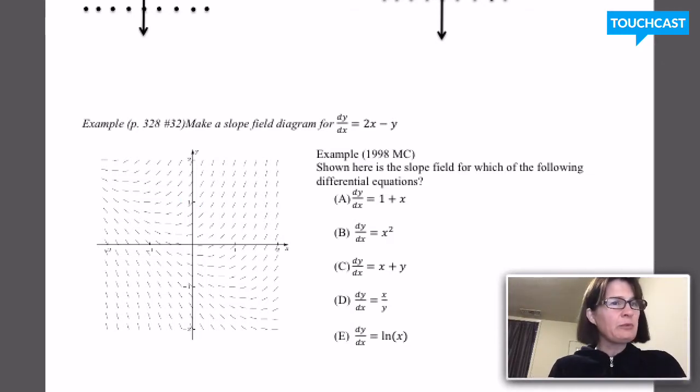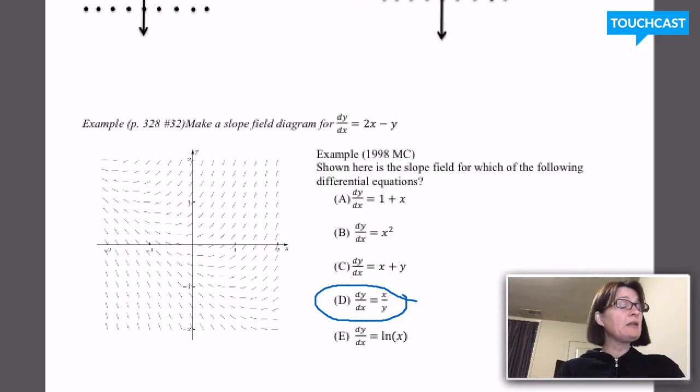There's another couple of ways that you can approach this. You can compare the positiveness and the negativeness of the slope to the answer choices here. So for me, when I see x over y, that means make a fraction out of x divided by y. So that means if x and y were both positive, I should have a positive slope. If x and y were both negative, I should also have a positive slope. And if one is positive and one is negative, I should have a negative slope.